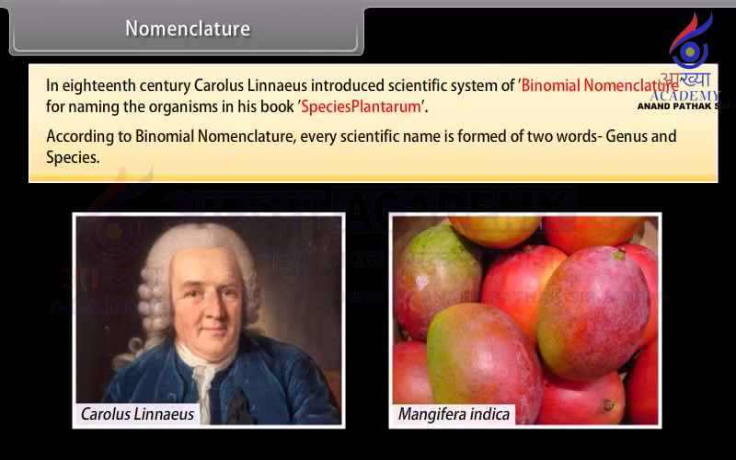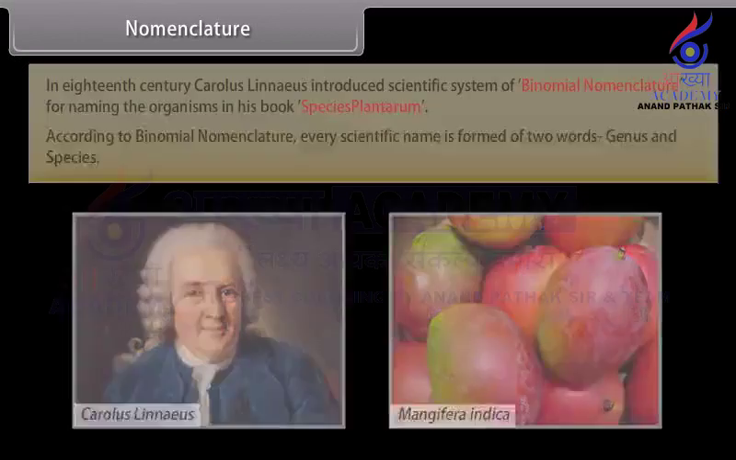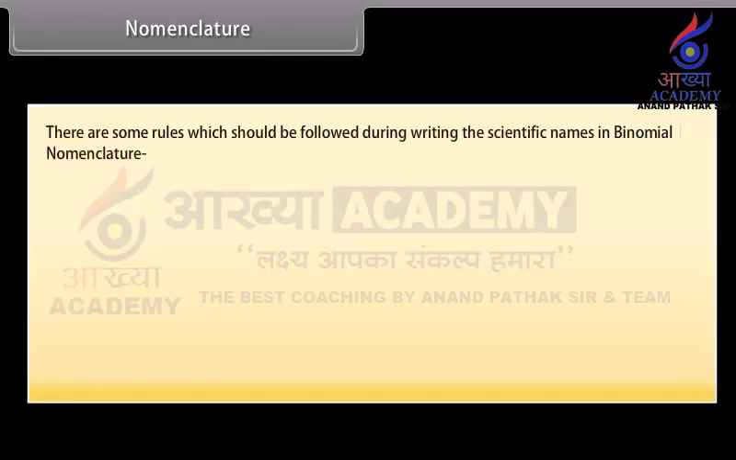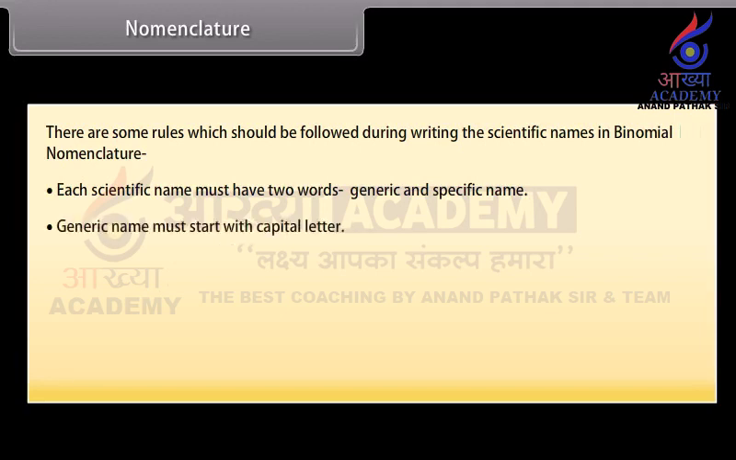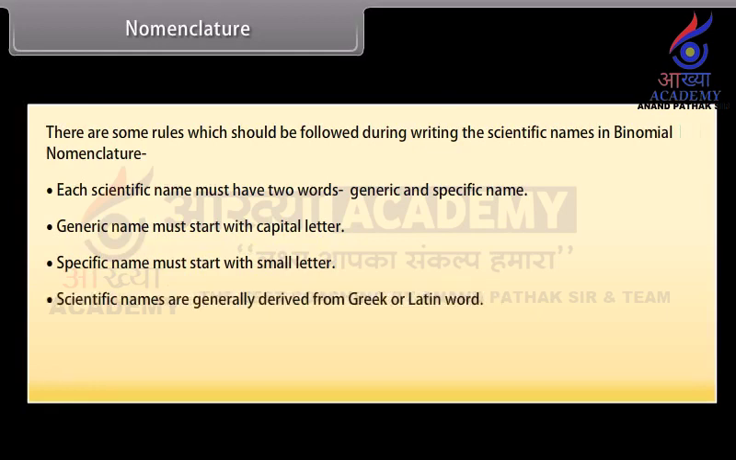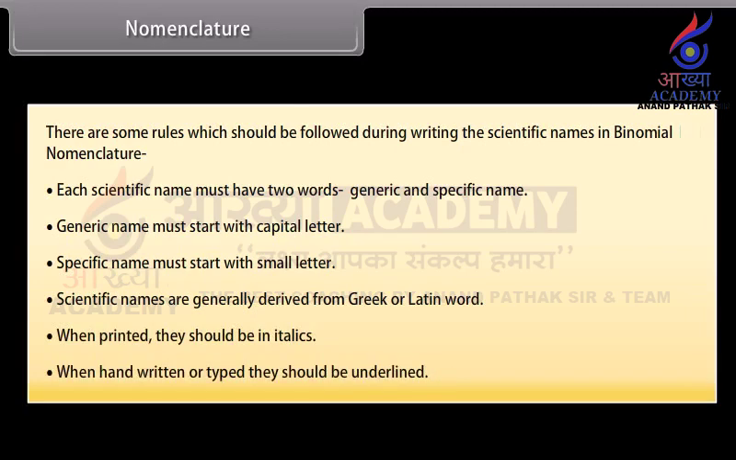According to binomial nomenclature, every scientific name is formed of two words, genus and species. There are some rules which should be followed while writing scientific names in binomial nomenclature. Each scientific name must have two words, generic and specific name. The generic name must start with a capital letter. The specific name must start with a small letter. Scientific names are generally derived from Greek or Latin words. When printed, they should be in italics. When handwritten or typed, they should be underlined.